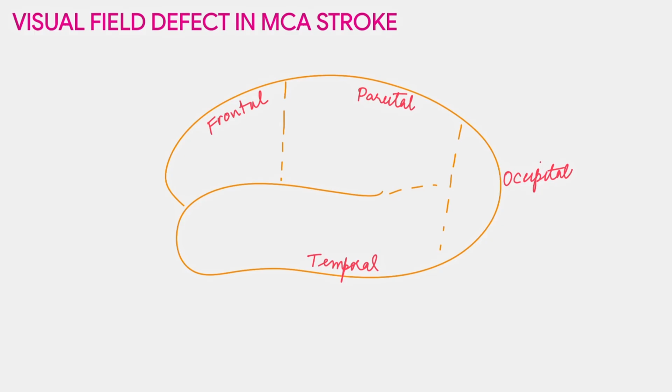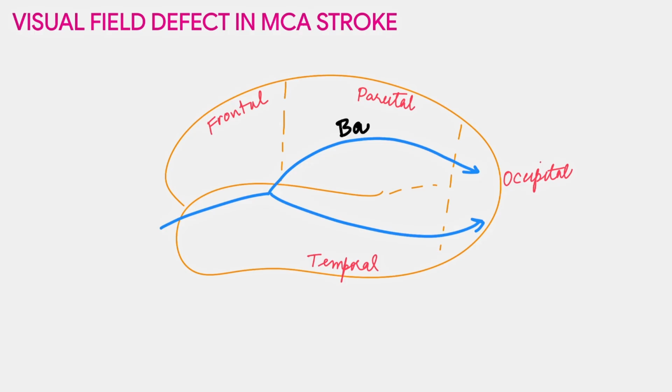So now, if I had to draw, let's assume this is the optic tract, which then becomes optic radiation. The fibers actually, some of it goes to the parietal lobe and some of it goes to the temporal lobe. Now, whatever goes to the parietal lobe is called Baum's loop, and whatever goes through the temporal lobe is called Meyer's loop.